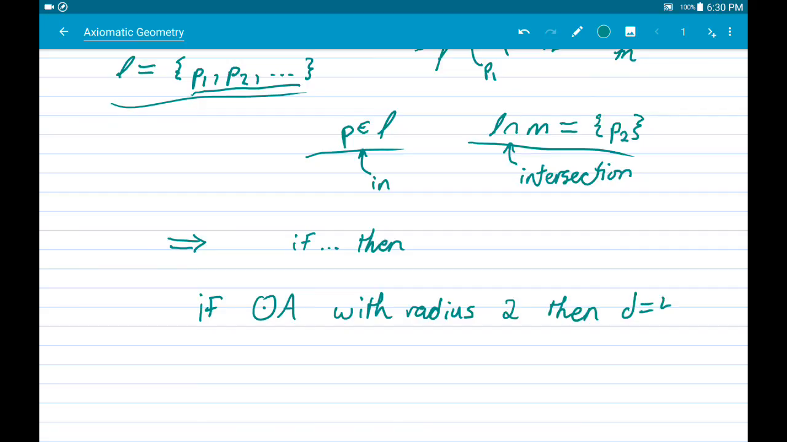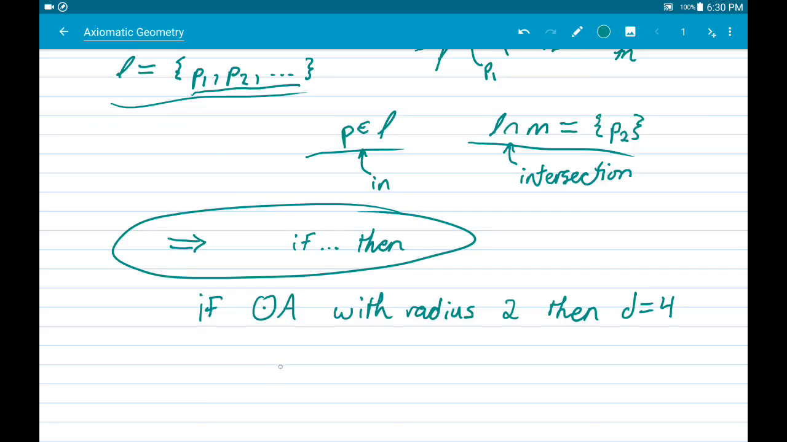I'll just write that. And if I wanted to really condense this with my little arrow notation, I would say if A has radius 2, then it has diameter 4. So this is a very condensed way of writing it, and I frequently use that, because if-then sentences come up all over the place in geometry, so I abbreviate it with that. Okay, now we're ready to get started stating the axioms.